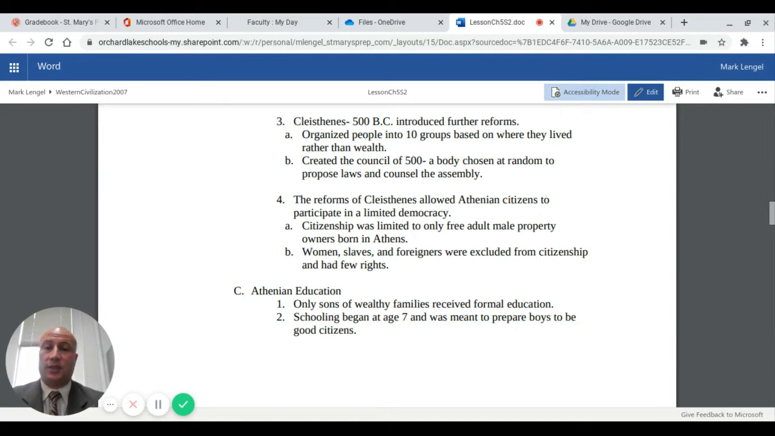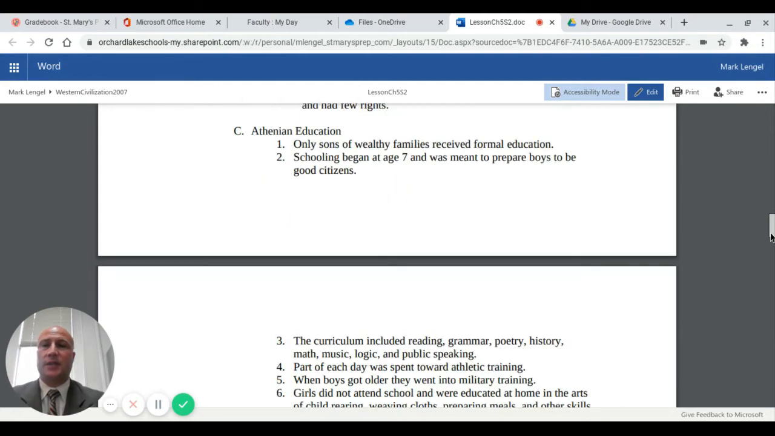So unfortunately, if you didn't meet that criteria, you were not considered a citizen, and that's why it's called limited democracy. Women, slaves, and foreigners were excluded from citizenship and thus had very few rights. Athenian education was generally something that was in play, but it was restricted to only the sons of wealthy families. You had to pay a lot of money to get an education.